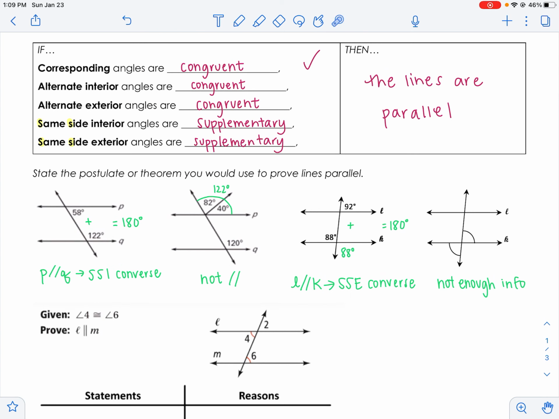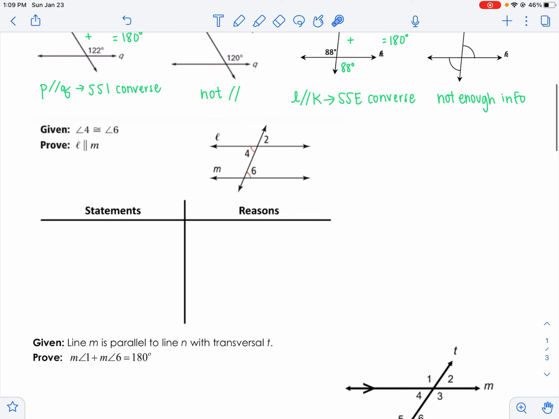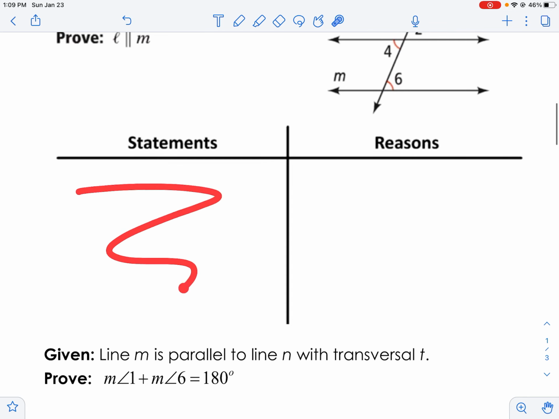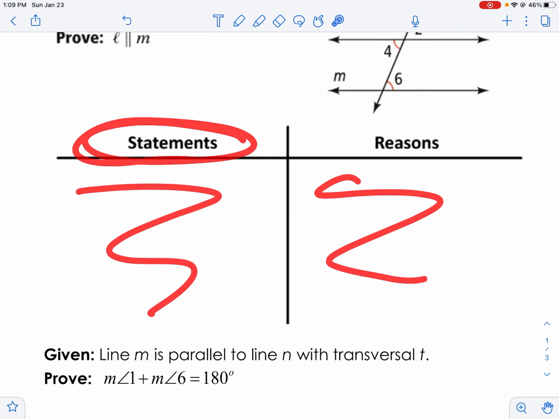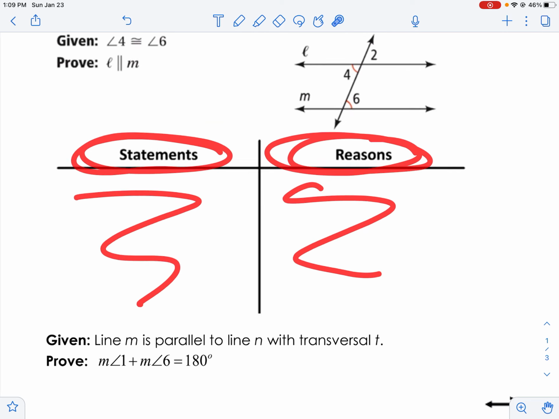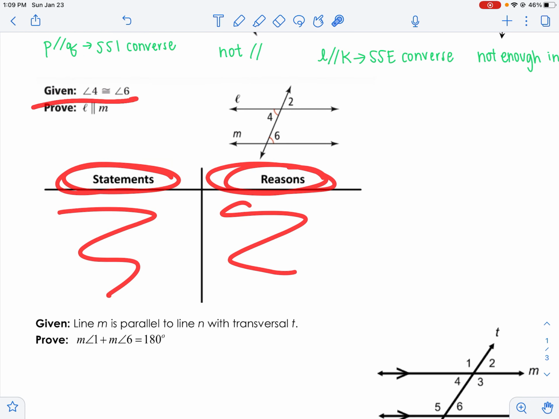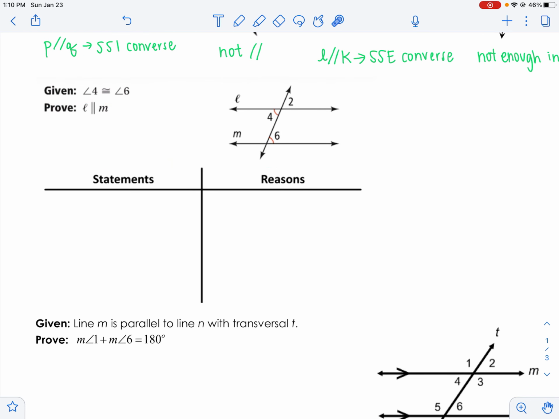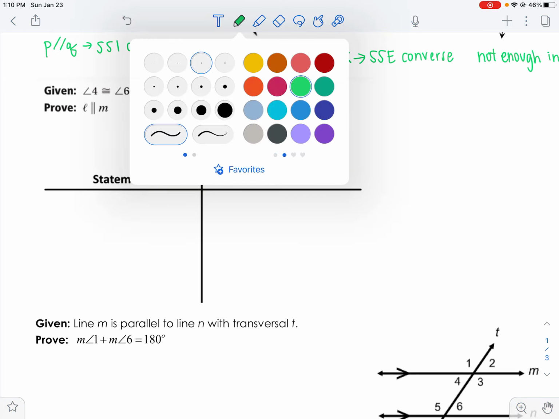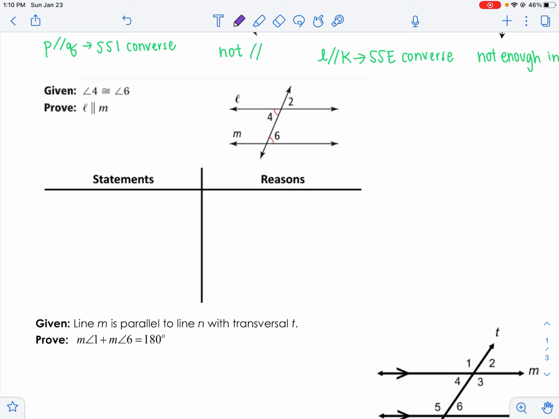Now, that's how we prove that lines are parallel, but a lot of times it's not going to be in this format. It's going to be in a 2-column proof. If you remember, 2-column proofs are just set up with 2 columns, statements on the left and reasons on the right. It's going to give you some information, and it's also going to tell you what it wants you to do. So the way that proofs always start is with the given.